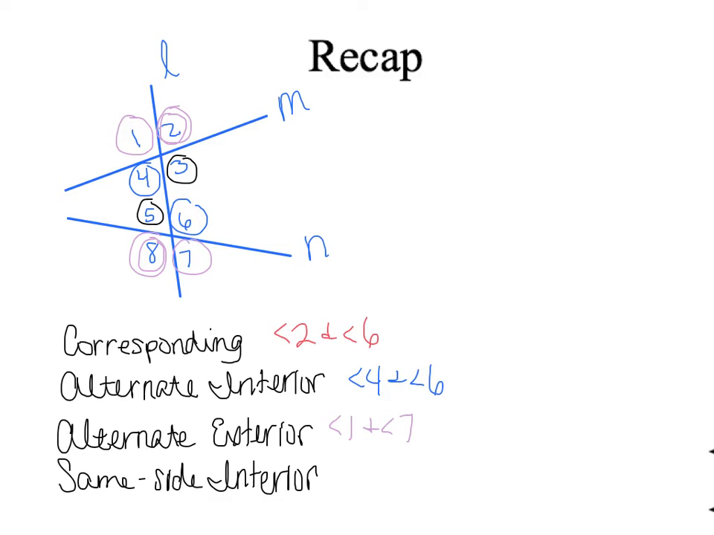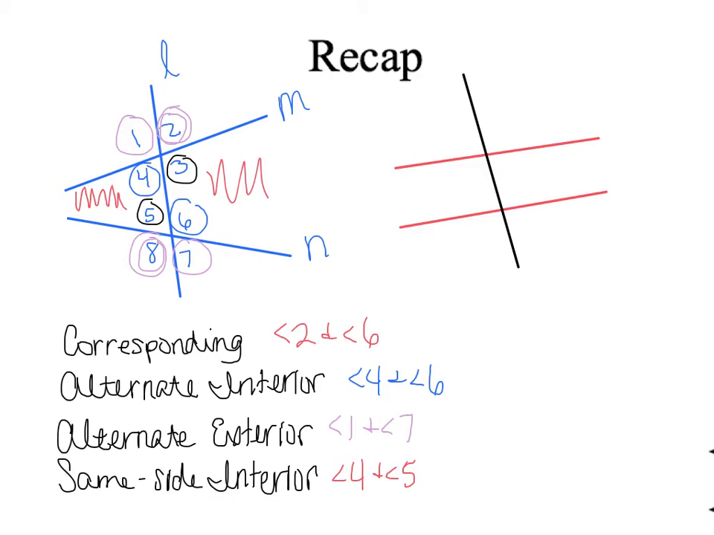For same side interior, that would be those interior angles that are on the same side of the transversal. So you're looking at 4 and 5, or you could also say 3 and 6. Now, we also mentioned what happens when M is actually parallel to N. When M is parallel to N, then we know that those angle pairs exhibit special properties.